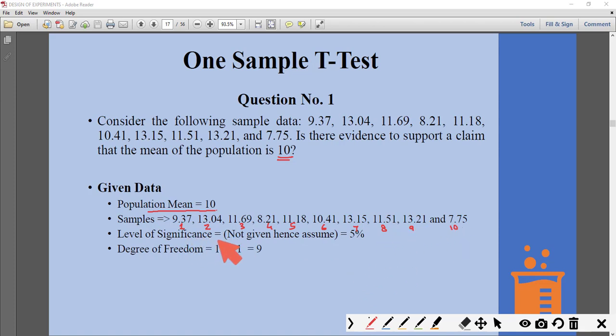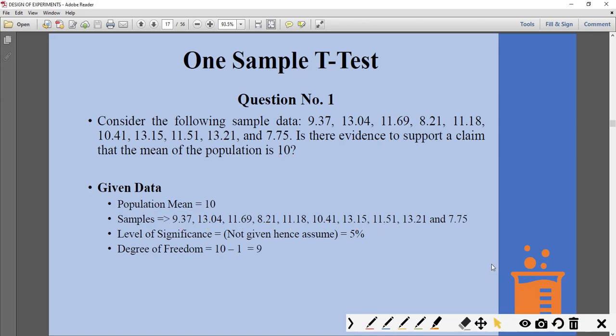What is the level of significance? Level of significance is not given. So if level of significance is not given, then we assume the level of significance to be 5. And what is degree of freedom? For one sample t-test, degree of freedom is number of samples minus 1. So in our case, the number of samples is 10, so the degree of freedom is 9. Right? So this is the given data.